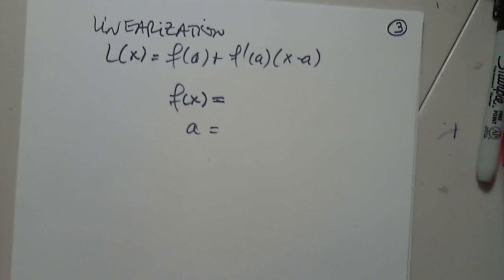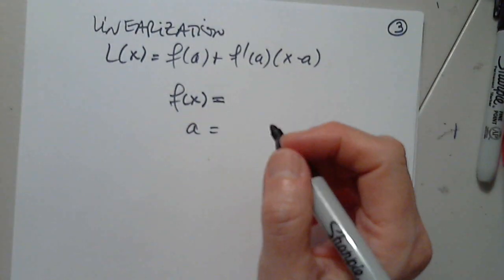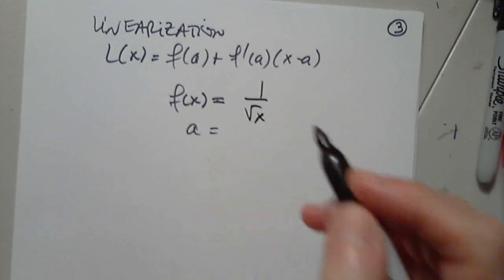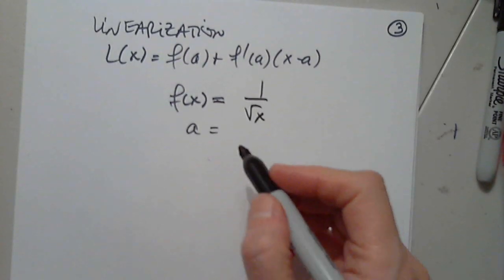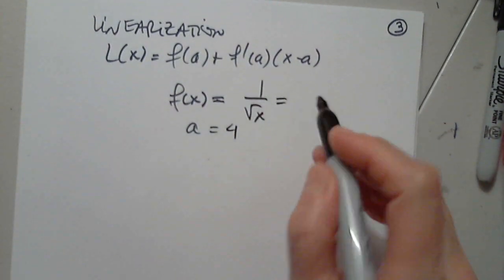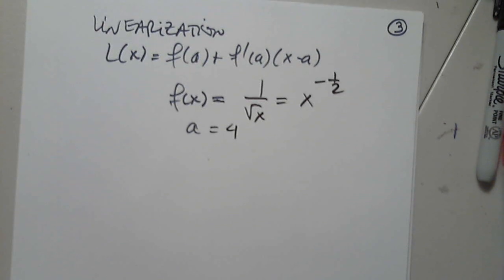Very good. Awesome. So for number 22, f of x or h of x, it doesn't matter, is 1 over the square root of x, and a is 4. Perfect. So remember, this has to be immediately replaced by x to the negative 1/2, because we can't differentiate something like this. I mean, we can, but you don't want to use the quotient rule for that.